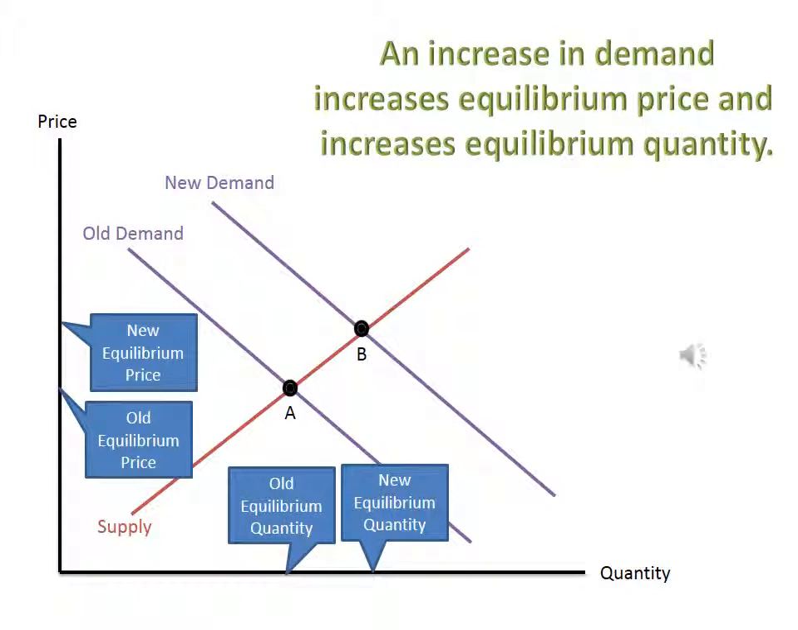Now let's imagine we do the reverse. We increase demand. Well, now if you increase demand, we raise the equilibrium price and we raise the equilibrium quantity, as shown in the graph in front of you.